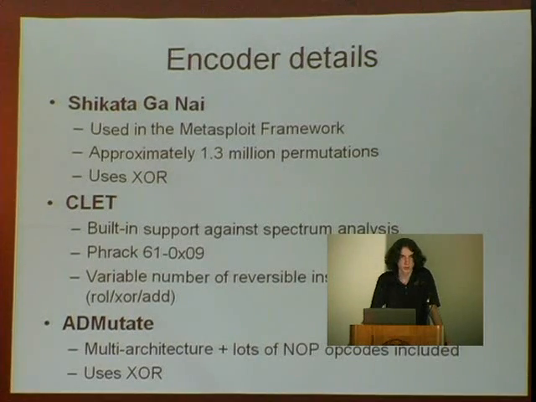The last one that will be discussed is ADMutate. It was released as essentially a small toolkit. It had, I believe, encoders for 3 architectures, though only the IA32 one was actually polymorphic. It had lots of NOP opcodes included, also for 3 architectures: IA32, SPARC, and HPPA. And like Shikata Ga Nai, it also uses a 4-byte XOR key.